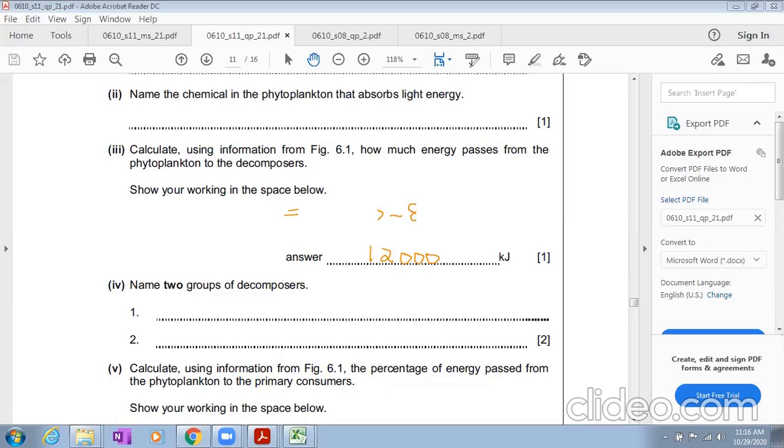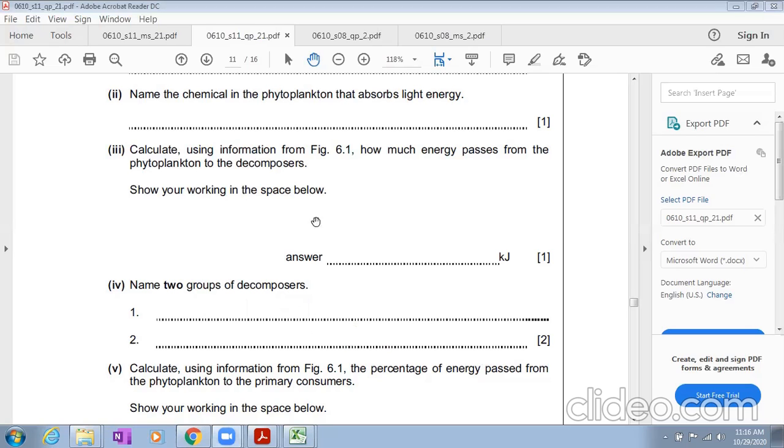All right, let's move to another question. Write two groups of decomposers. Decomposers are organisms that do decomposition. We have fungi and bacteria. I hope this is clear. All right, now let's move to another question.